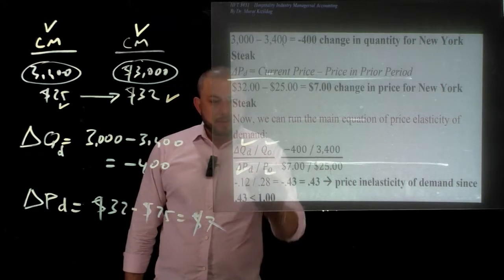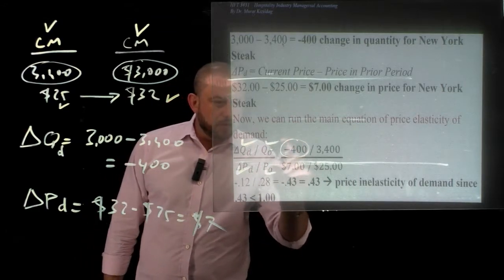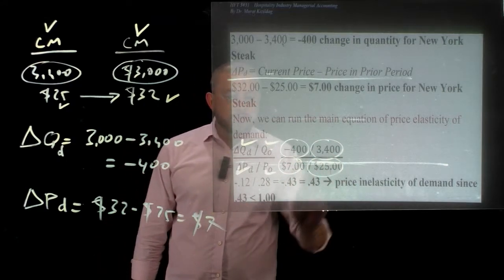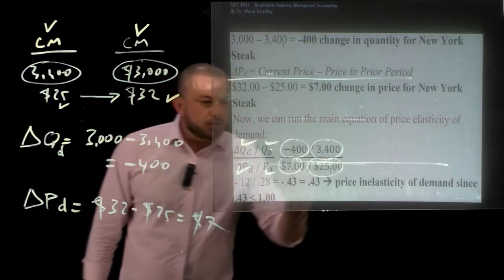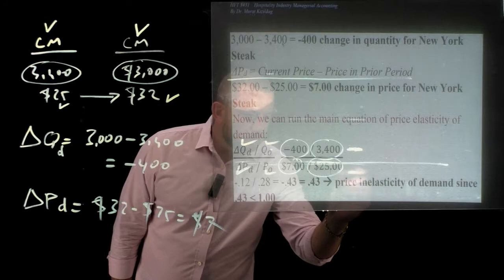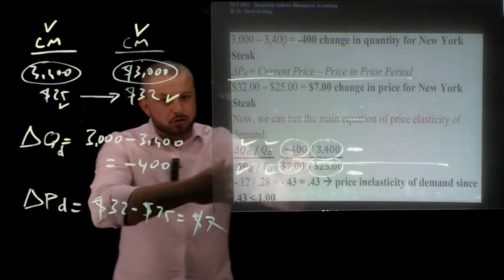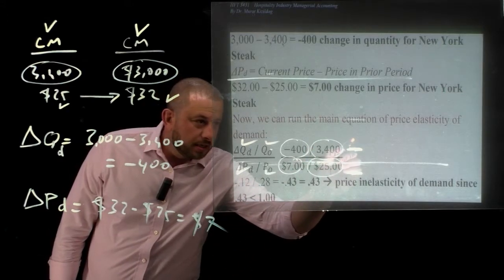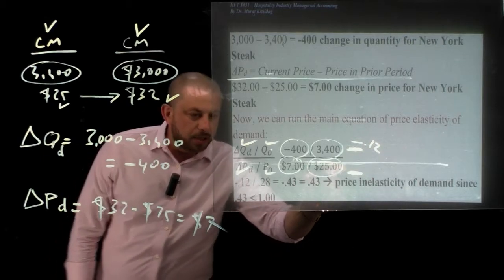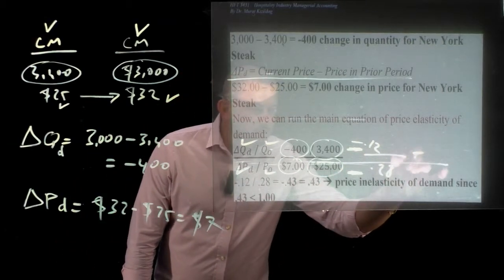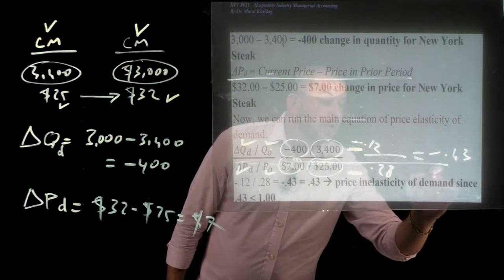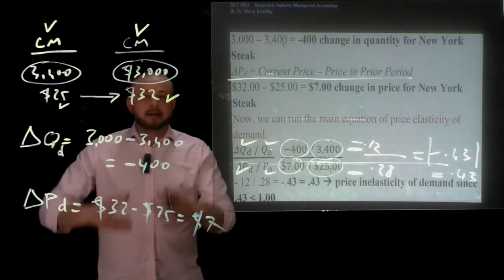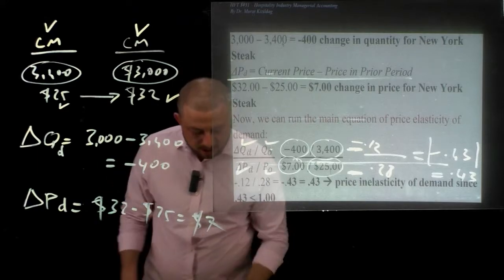All I have to do, guys, is plug in the numbers: negative 400 over 3,400, over 7 over $25, I'm sorry. Please do these divisions first, separately, and then do the main division. I can simplify the equation: the top part produces negative 0.12, and the bottom part produces 0.28. When I do the division, it is equal to negative 0.43. In absolute value, it is 0.43. Guys, here's the thing: 0.43, great number. What is that then?